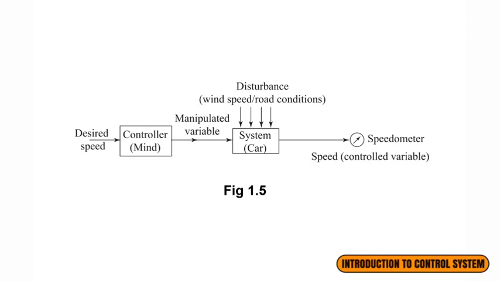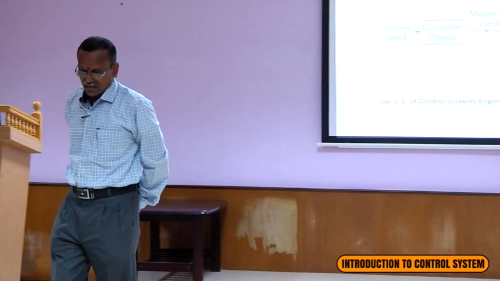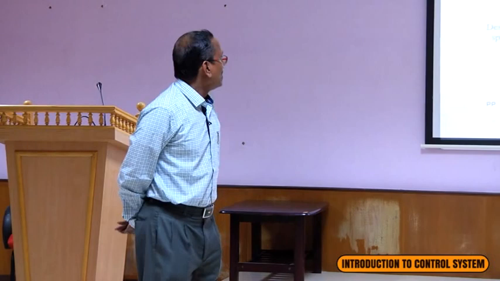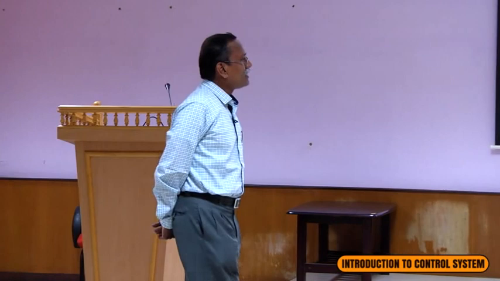So this is the example of the car, in which the wind speed and road conditions act as disturbances to the car. Again, the controller, the mind, gives the required pressure on the accelerator. That's why the car drives at 60 km per hour if there is no disturbance, if the disturbance is zero. But it is not so in practice, the disturbance will be there. That's why there will be a change in speed. How can it be maintained at 60 km per hour? The next one.